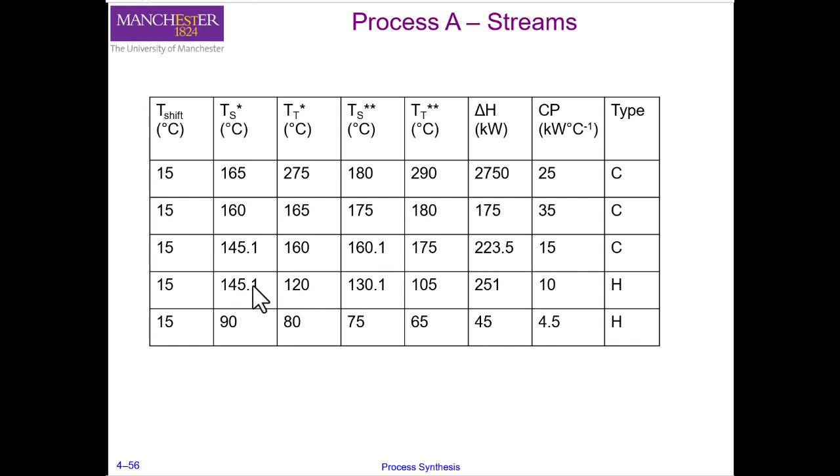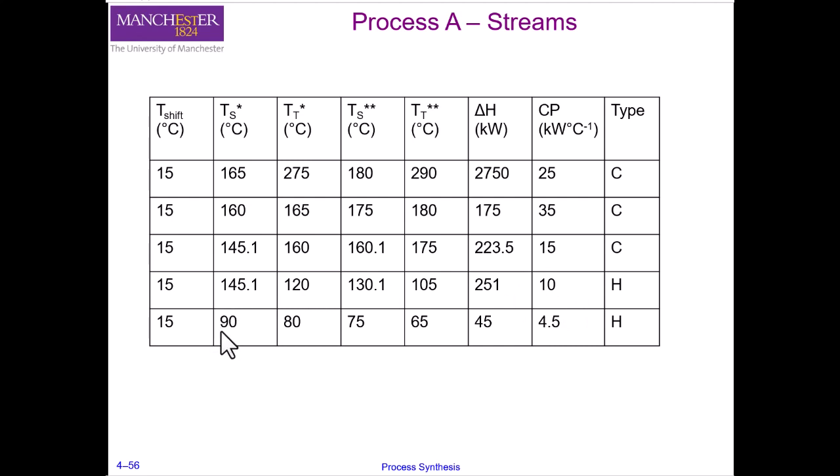We also have two hot streams that need to be extracted from the grand composite curve. So we have a supply temperature of 145.1 degrees centigrade and the target temperature of 120 degrees centigrade, that is shifted by half a delta T min. And then we downgrade them by half a delta T min further. So it will be from 145.1 to 130.1, and then from 120 to 105 degrees centigrade. And we can read the delta H from the grand composite curve, and then we can calculate its Cp value.